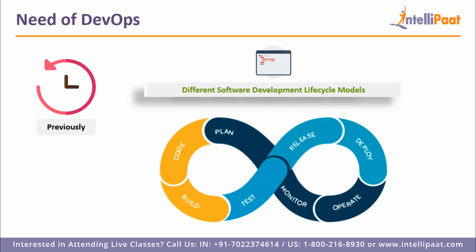So in a nutshell, first you code, then build, then test, release, deploy, operate, monitor and then plan. So guys, in DevOps, the major focus is towards automation in order to increase the efficiency while deployment, and it focuses on development, testing and implementation with equal importance. So guys, I hope this was helpful enough to make you understand the need for DevOps.